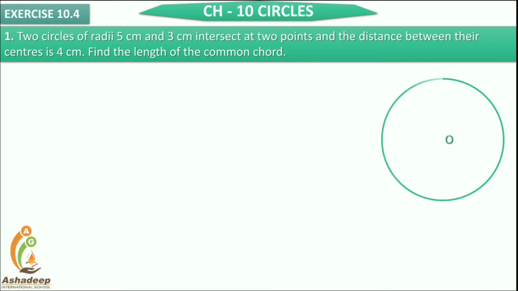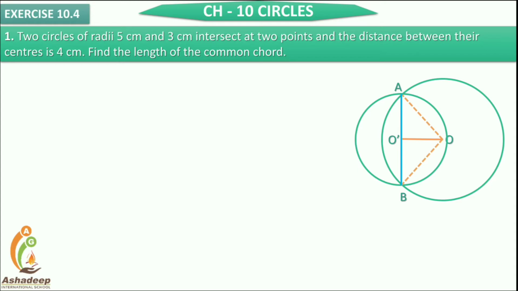So see, this is the circle and this is another circle with the center. This is the chord AB. This is O dash. See, this is the center of this circle, O is the center of this circle. This is the common chord AB, and we have to find out the length of this common chord AB. Okay.